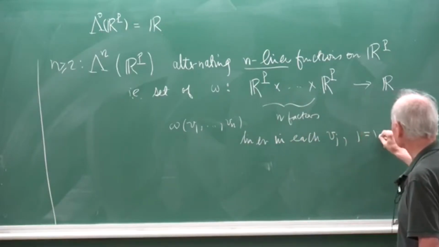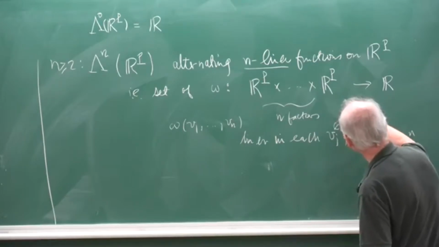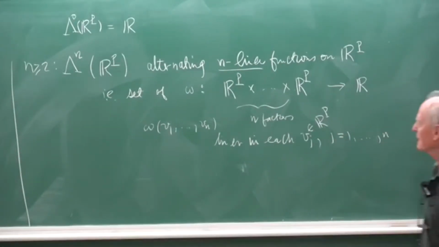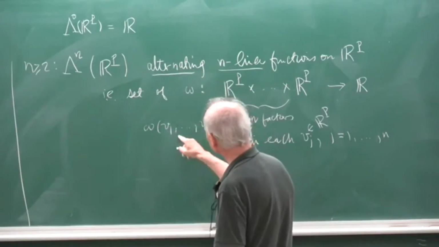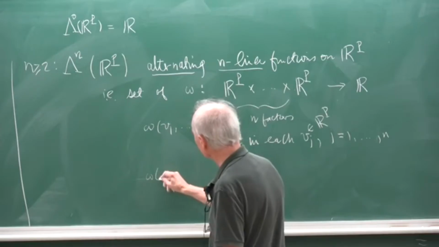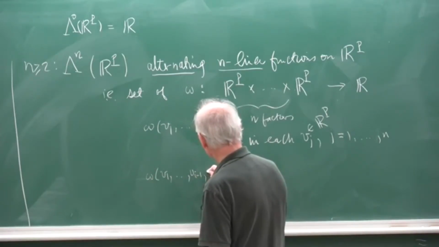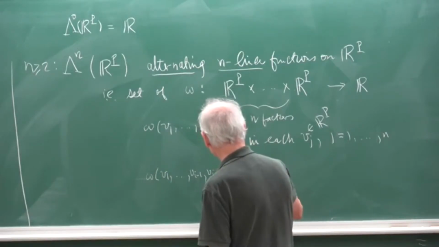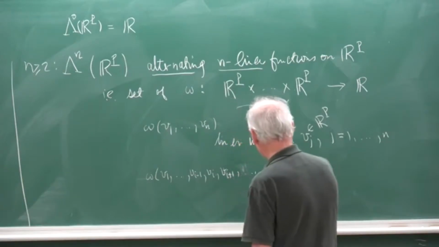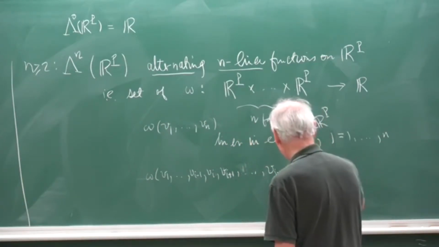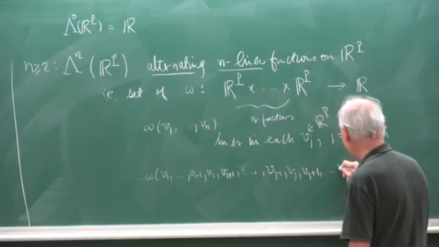J equals 1 up to n. All of these Vj's are in Rp. And the other thing is, what's this alternating? That means that if you flip two of these, so if you take omega of V1, Vi minus 1, Vi, Vi plus 1, Vj minus Vj. This gets a little tiresome after a while.